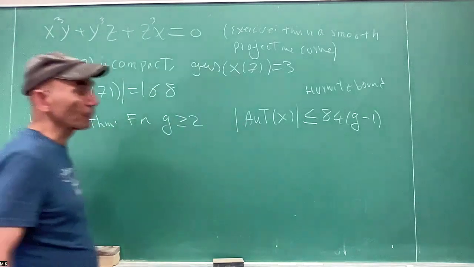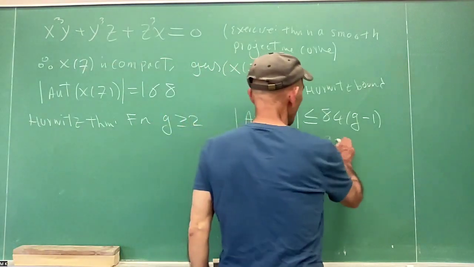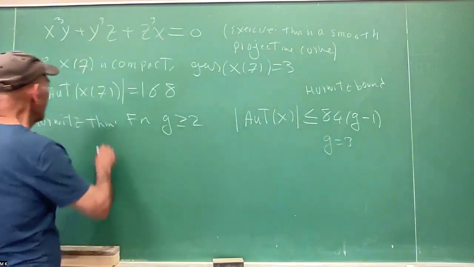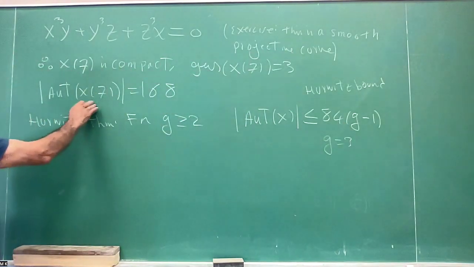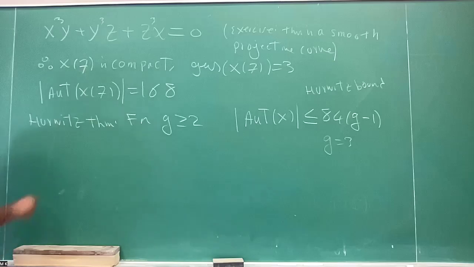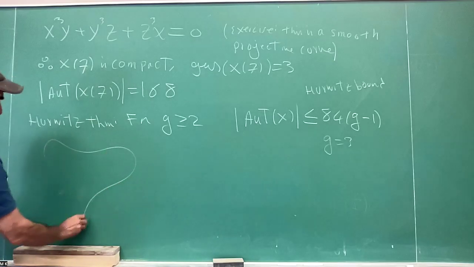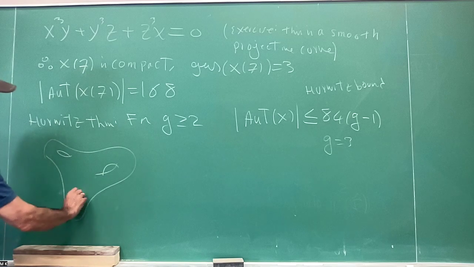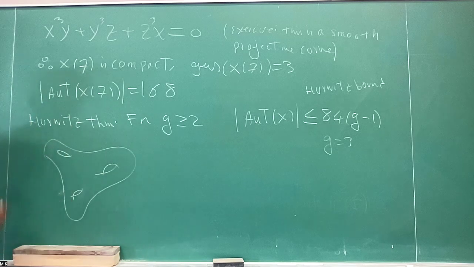G, of course, in this case is equal to 3. So this is 168, and this is exactly equal to that. There are nice pictures on Wikipedia for the Klein quartic.